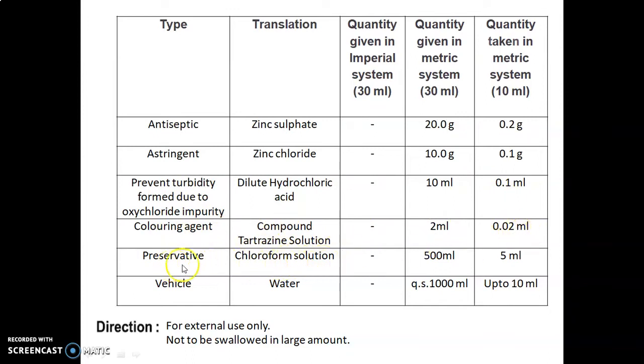Chloroform water, used as a preservative, quantity given 500 ml, again multiply it with the factor, we get the quantity taken, 5 ml. Then water, used as a vehicle, the given quantity is quantity sufficient up to 1000 ml. Since we have to prepare 10 ml, we will make up the volume by adding water up to 10 ml. Direction: for external use only and not to be swallowed in large amounts. The actual procedure we will see in the laboratory.